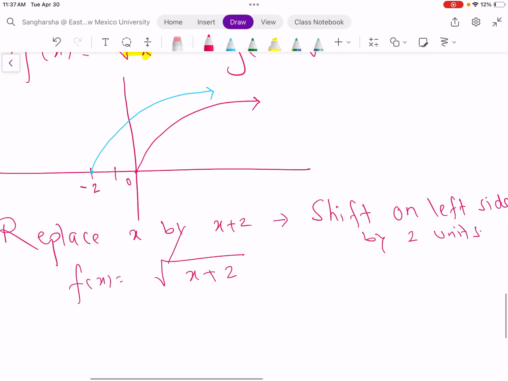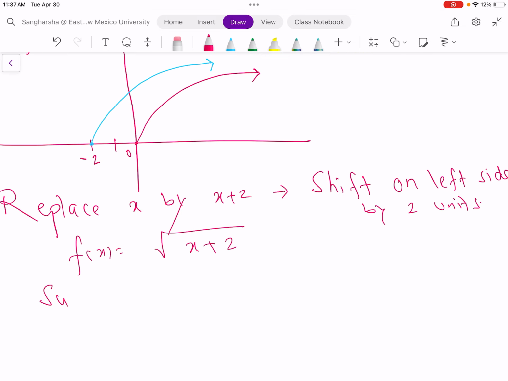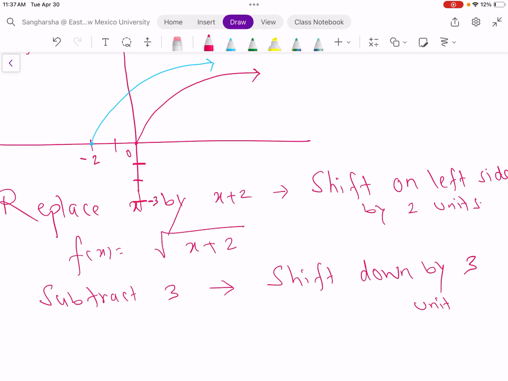Now we need to get negative 3. And how do we get negative 3? We subtract 3, right? Subtract 3. And what kind of transformation is this? Shift down by 3 units. So this is -1, -2, -3. We shift this point all the way to here, and we draw a similar graph. And this is our g of x.